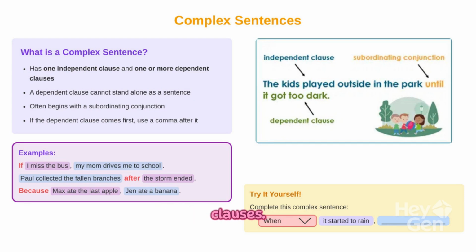Complex sentences consist of one independent clause and one or more dependent clauses. A dependent clause cannot stand alone and often starts with a subordinating conjunction. If the dependent clause precedes the independent one, a comma is necessary. For example, if I miss the bus, my mom drives me to school.